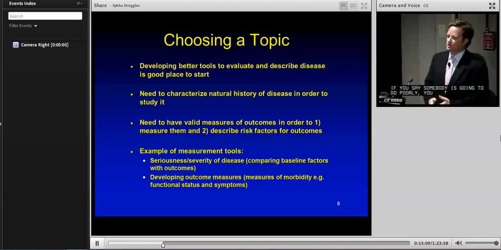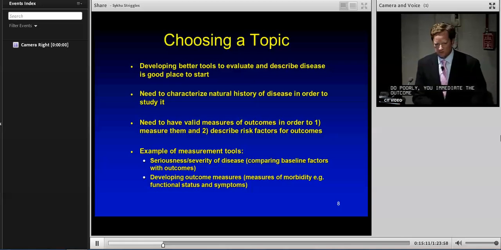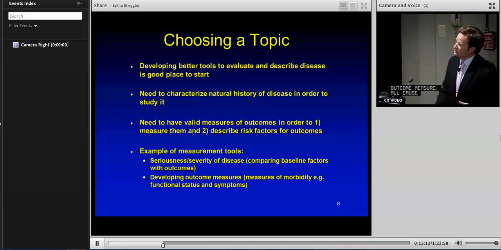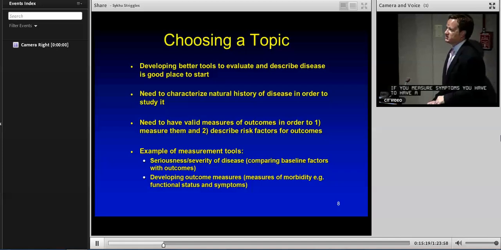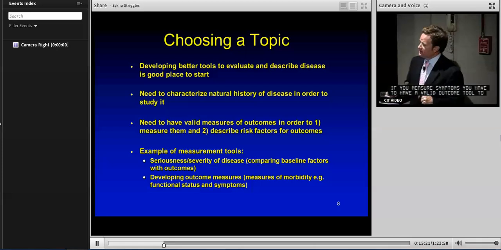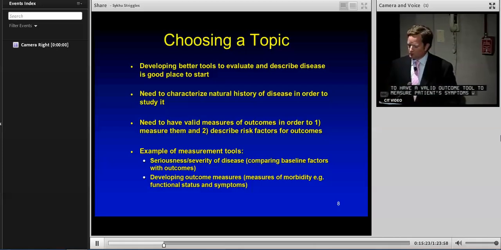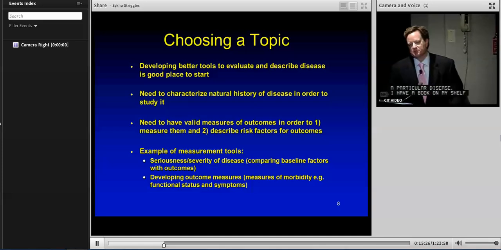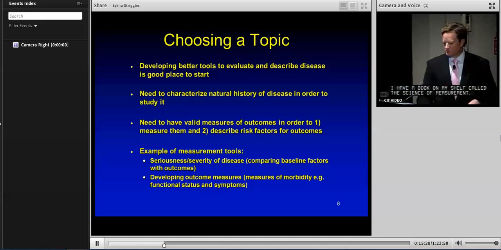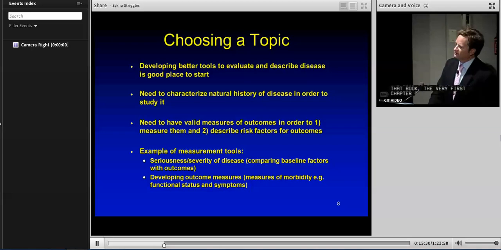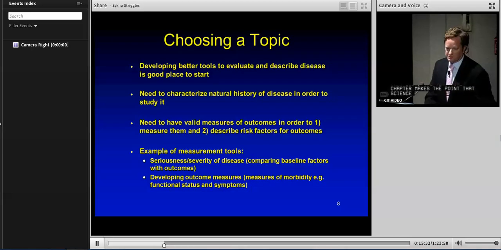Now things like all-cause mortality, you don't need anything special to measure that. On the other hand, if you're going to measure something like symptoms, you actually have to have a valid outcome tool to measure a patient's symptoms with a particular disease. And actually I have a book on my shelf at home called The Science of Measurement. And that book, the very first chapter, makes the point that science was only advanced when measurement came into being.